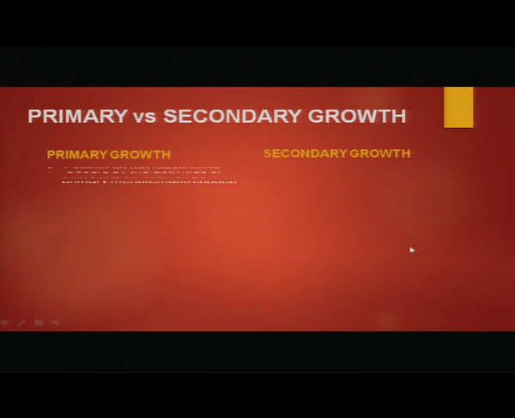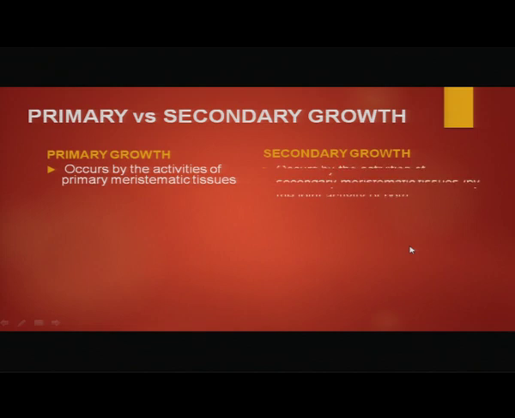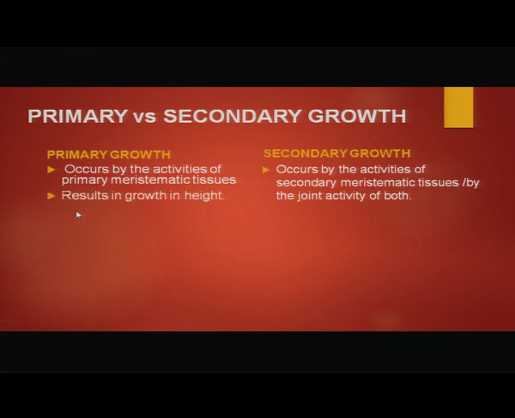So, this was what I was talking about earlier, primary versus secondary growth. As I had just said, primary growth is because of activity of primary meristematic tissue, while secondary growth includes the activity of only secondary meristematic tissue or the joint activity of both primary and secondary as well. Primary growth increases the height of the plant, whereas secondary growth increases the girth of the plant. So, it results in radial growth.